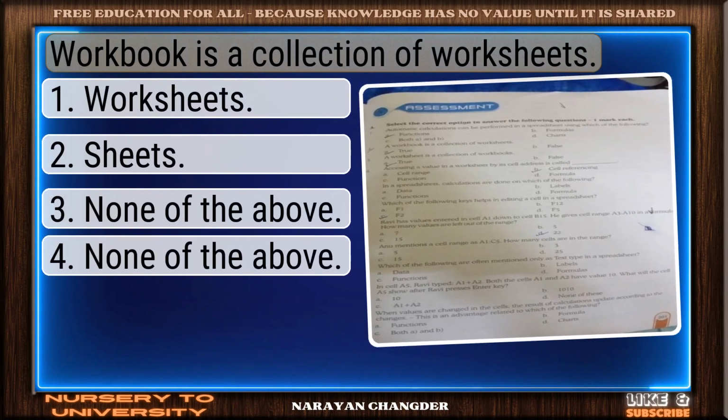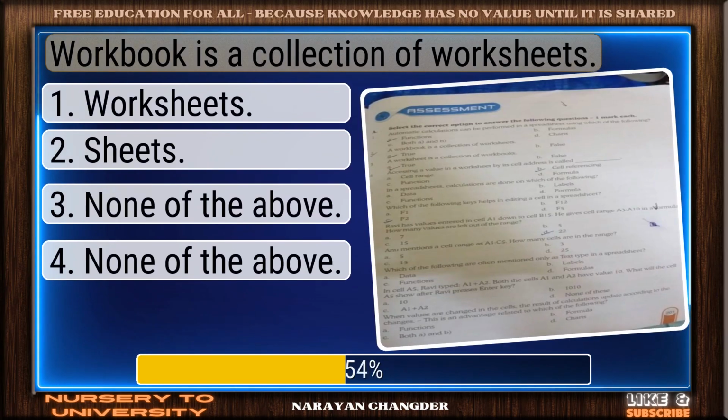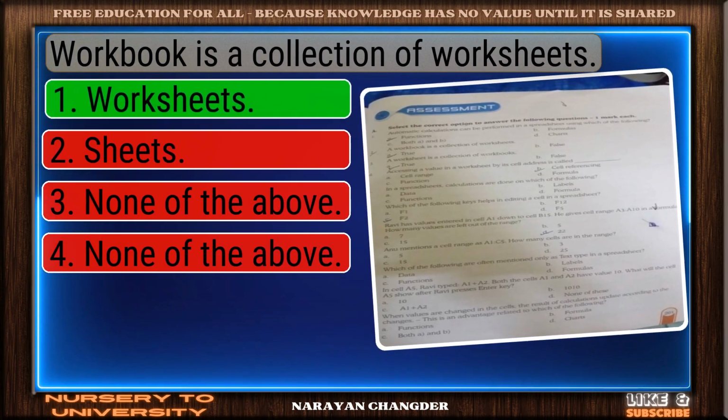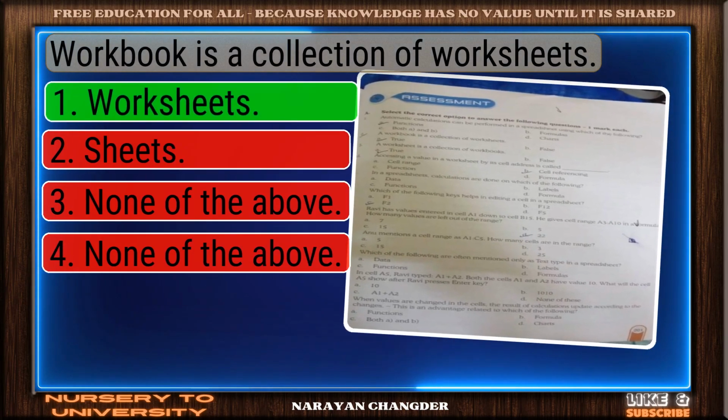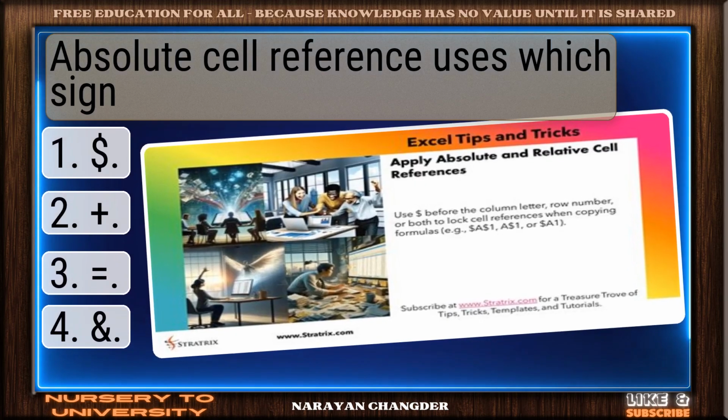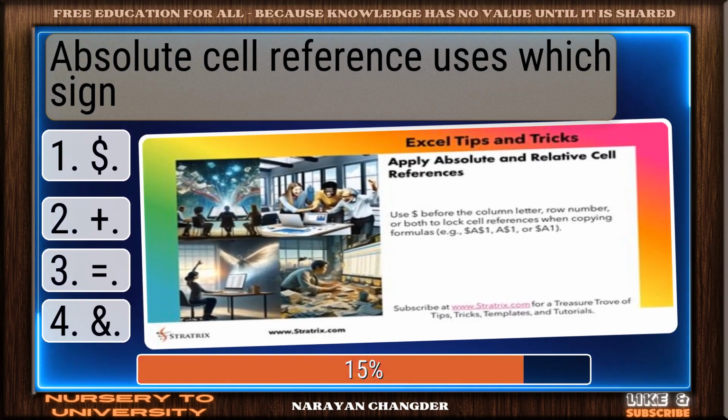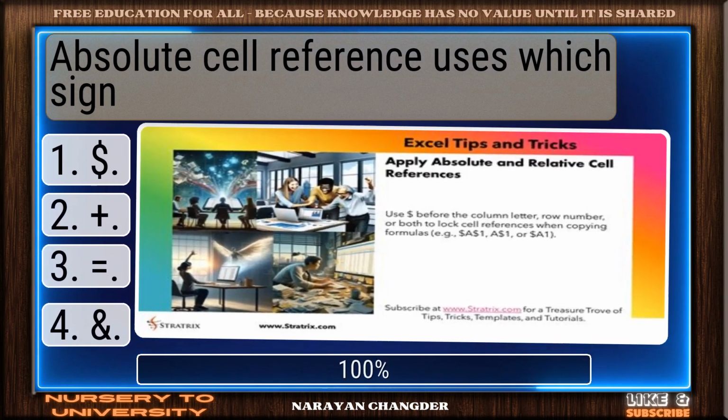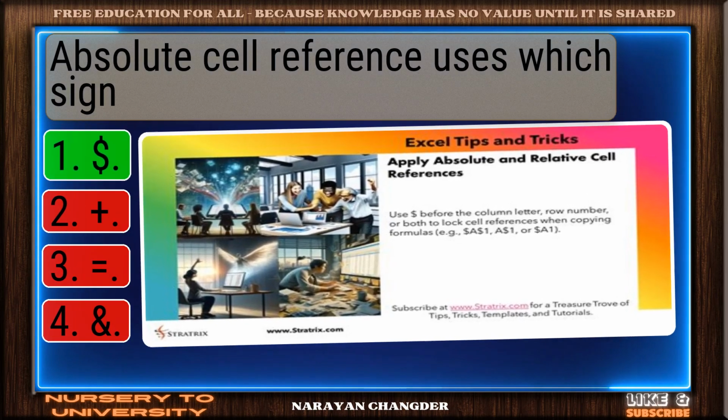Workbook is a collection of worksheets. Correct. Worksheets is the right answer. Absolute cell reference uses which sign? Valid point. Dollar is true.